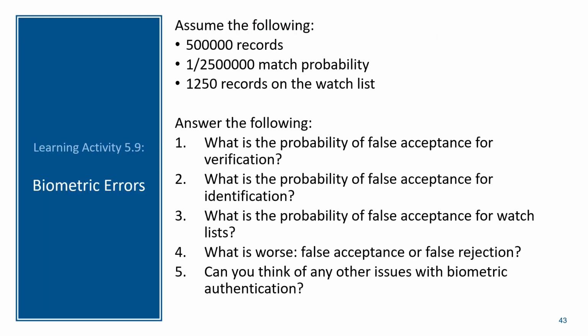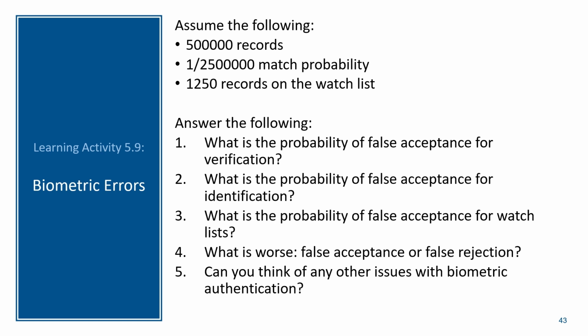So now I want you to try this on your own. Assume the following: 500,000 records with a probability of matching at 1 over 2.5 million, and 1,250 records in the watch list. Answer the following questions, and then come back to compare your answers.